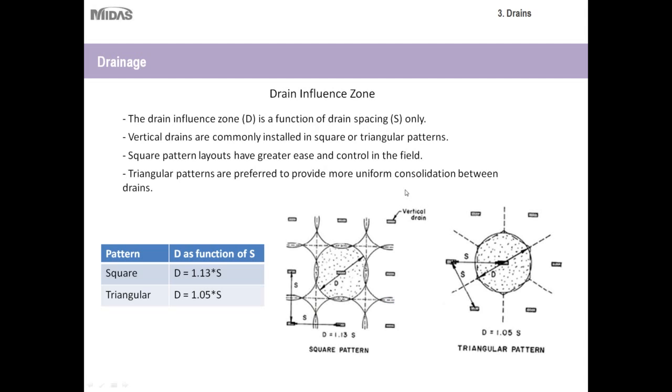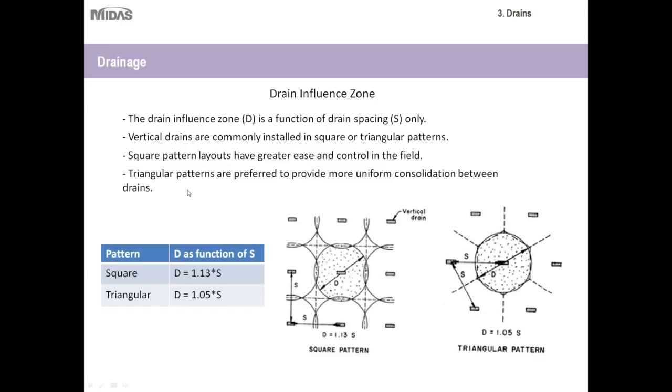Okay, and now lastly but not least is the drain influence zone. The main principle to remember about the drain influence zone is that it is a function of drain spacing only. That's the only thing that affects your drain influence zone. It's just how far apart or close together your drains are spaced. Vertical drains are commonly installed in square or triangular patterns. Square pattern layouts have greater ease in controlling the field. Essentially they're just easier to install because there are fewer calculations and less effort involved. It's very straightforward. However, triangular patterns are preferred to provide more uniform consolidation between drains.